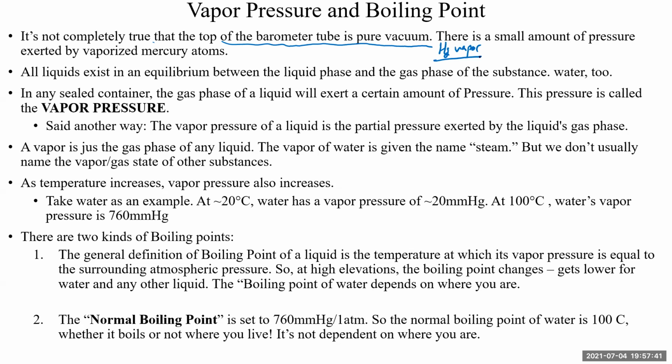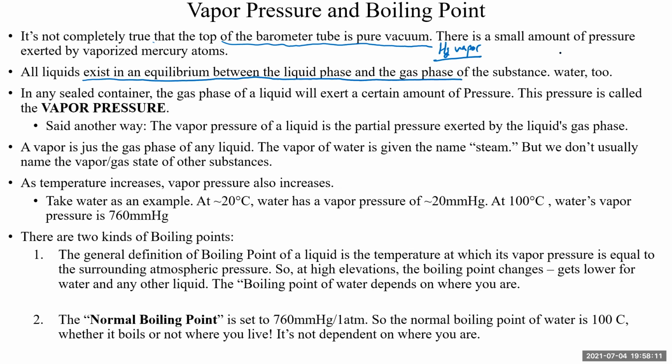Okay, so what does it mean to have vapor pressure? All liquids exist in an equilibrium between the liquid phase and the gas phase. All liquids, even mercury, which is probably the least likely candidate to have such a dynamic going on. When I say equilibrium, any equilibrium in general means a condition where you have two opposite processes occurring simultaneously at equal rates.